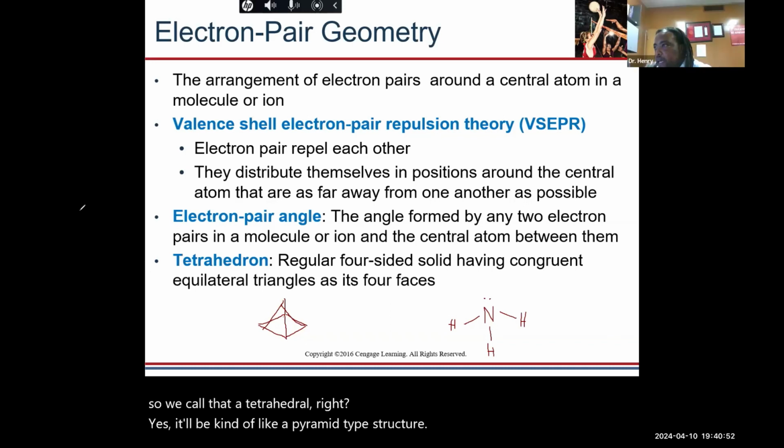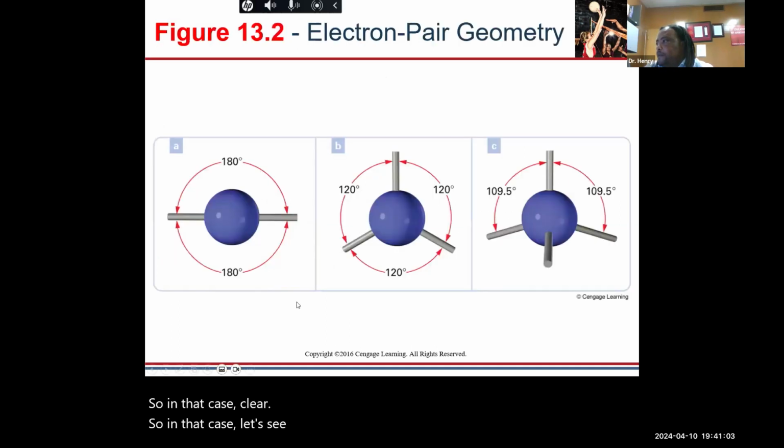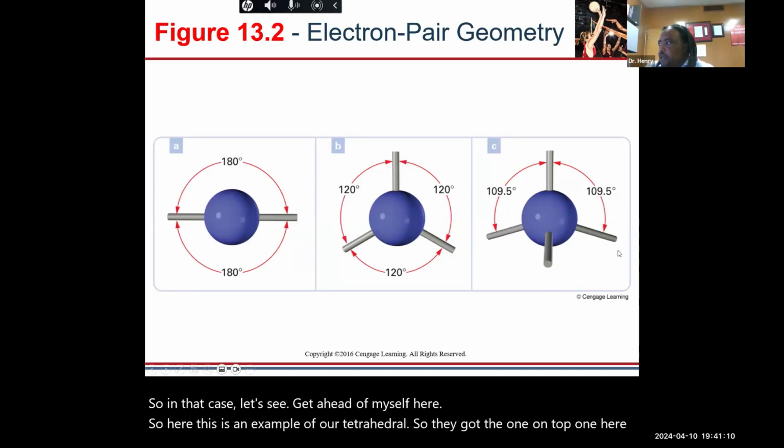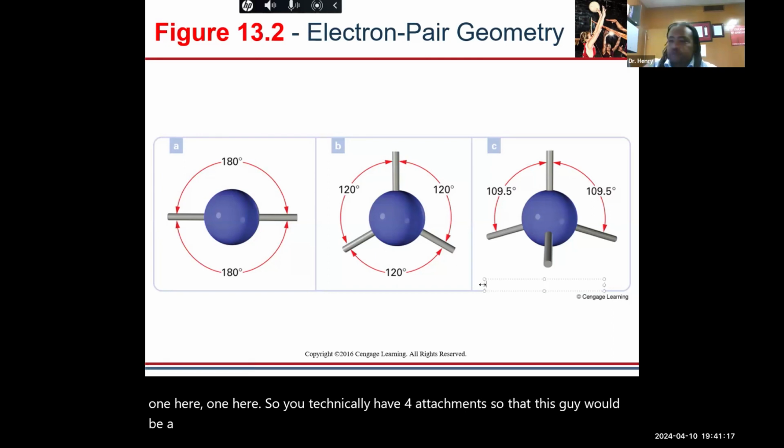So in that case, here is an example of our tetrahedral. They've got the 1 on top, 1 here, 1 here, 1 here. So you technically have 4 attachments, so this guy would be a tetrahedral. Okay.